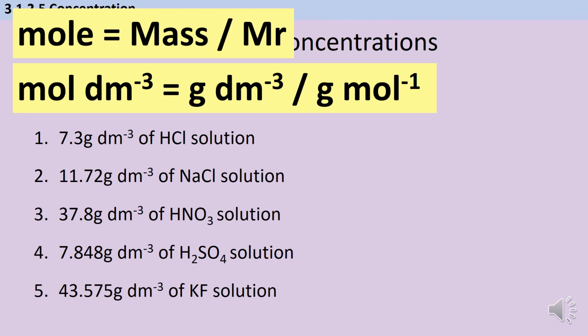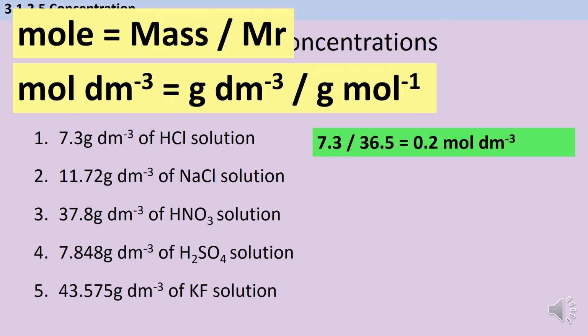So if we take this first one, 7.3 grams per decimeter cubed of hydrochloric acid, and we know that the relative formula mass of hydrochloric acid is 36.5. So 7.3 divided by 36.5 is a concentration of 0.2 moles per decimetre cubed. So pause the video, have a go at the last four, and then we'll check back together.